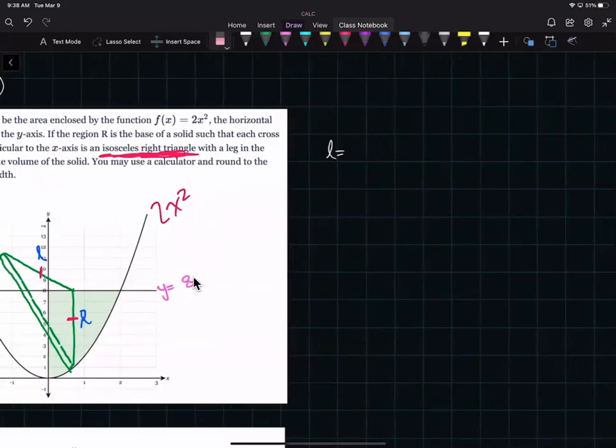So this is going to be G minus F. L is equal to G, which is 8, and then minus 2x squared. Again, always put it in parentheses. And it's going to be L is equal to 8 minus 2x squared.